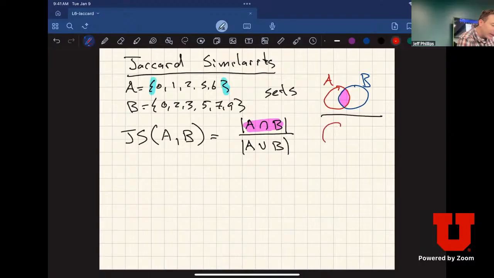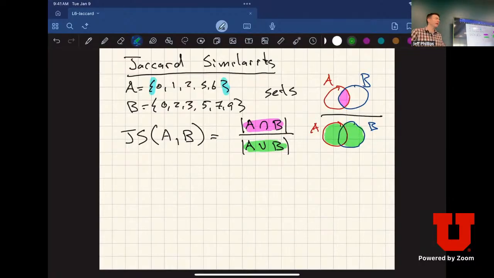So let me draw them again in these Venn diagrams. The union of them is going to be everything inside of A or B, right? People have seen these Venn diagram notions before, intersection and union. This just gives a similarity: I look at the size of the intersection divided by the size of the union, and this tells me how similar the sets A and B are.